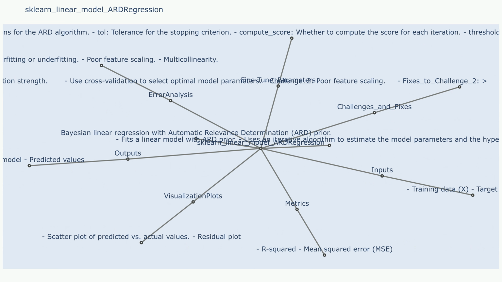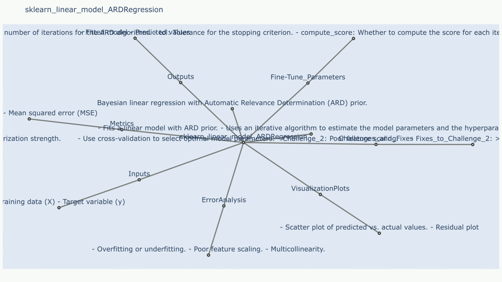Uncertainty methods. Bayesian inference. ARD regression is a Bayesian model, allowing for the estimation of the uncertainty associated with the predicted values. Credibility intervals. Bayesian methods can be used to calculate credibility intervals for predicted values, providing a range of plausible values.